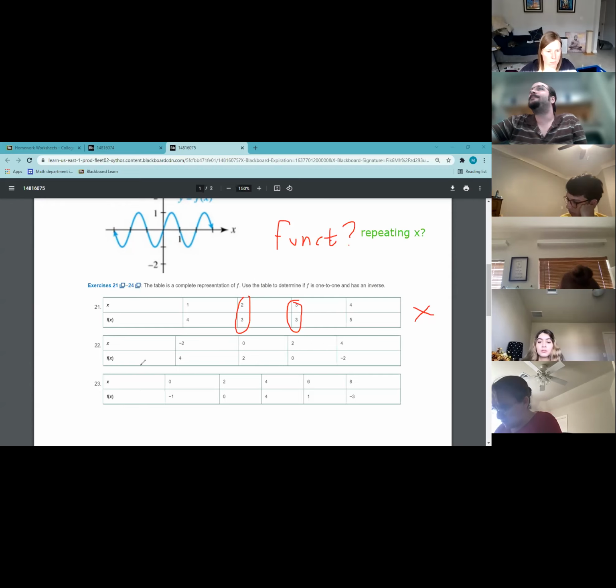In this case, it's not one-to-one, and it doesn't have an inverse according to this book. 22. Is that one-to-one? Yes. 23. Is that one-to-one? Yes, looks like it. No repeating Y's. They're not going to give us repeating X's because they're going to give us something that's a function to begin with.